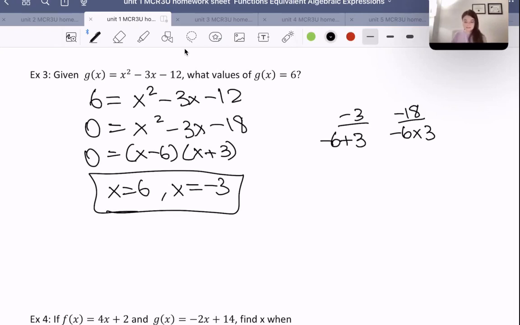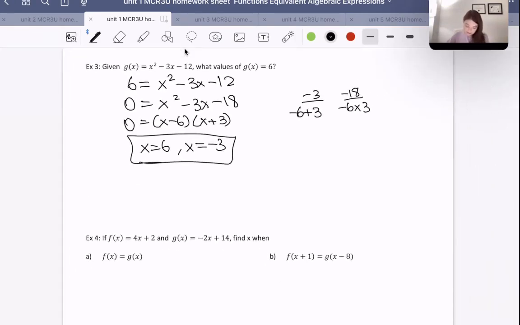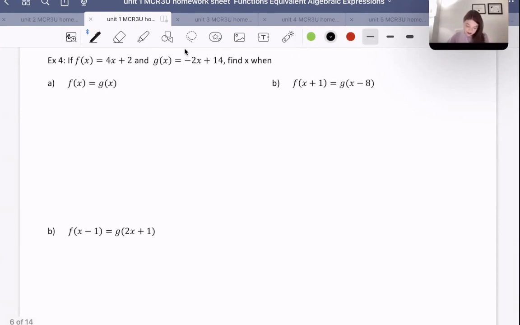Very good. All right, and for our last example, here they're asking if f of x equals 4x plus 2 and g of x equals negative 2x plus 14, find x in all the situations. So let's start with the first one.